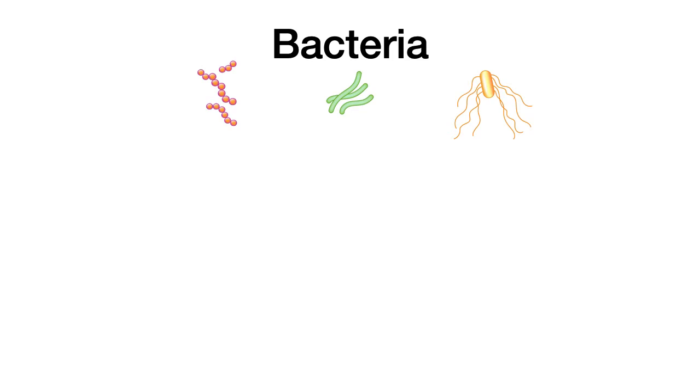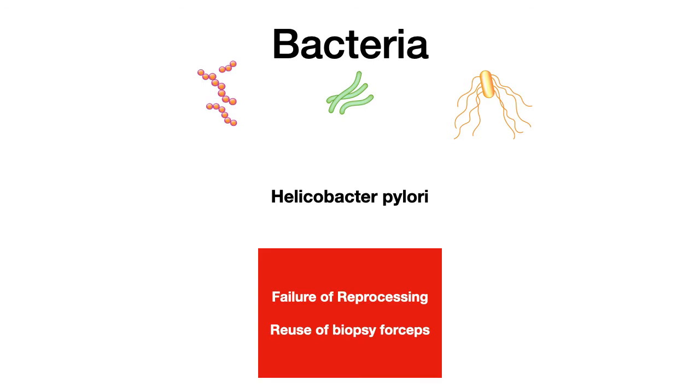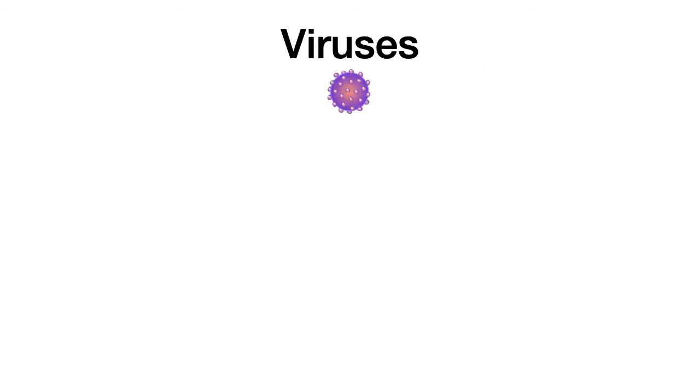Other infections of bacterial nature that should be considered are Helicobacter pylori, which is a bug in the stomach, and this can happen with failure of reprocessing the endoscopes properly, and it also happens with the reuse of a biopsy forceps if the forceps has not been disinfected properly. So let us move on to the viruses.